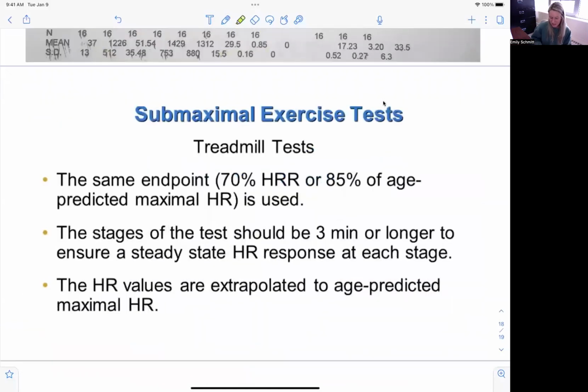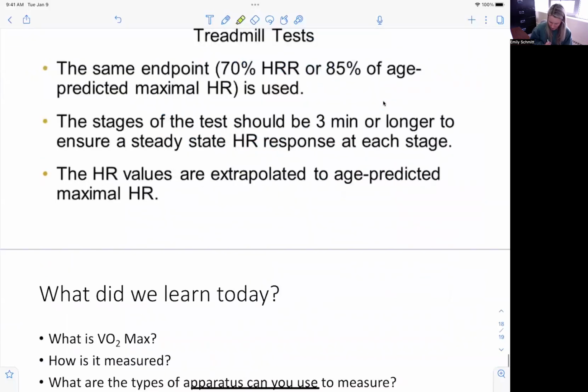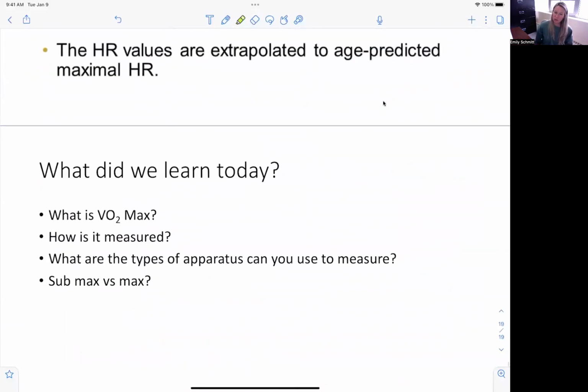So again, I said that the submaximal tests are really used for those individuals that are not able to get to that maximal exertion. So this was just sort of a quick crash course in what VO2 max is, how it's measured, and I think it's a really good introduction to what we're going to continue to get into in this unit on aerobic metabolism.